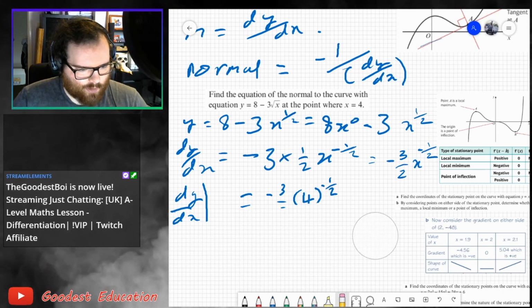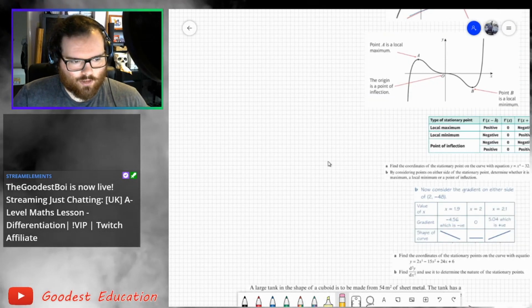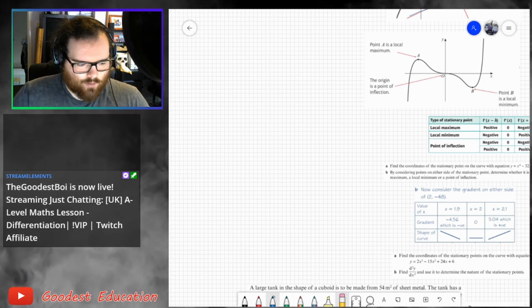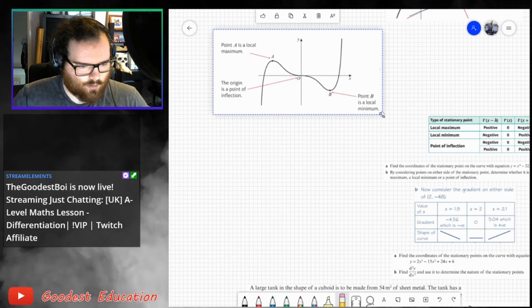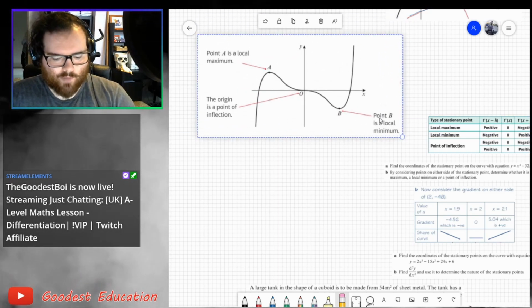And that's how you get from the gradient to the normal. One great thing to do is to find the gradient, but it can be used for so much more than that. And so if we look at this example here, we're going to talk about local minimum and maximums.